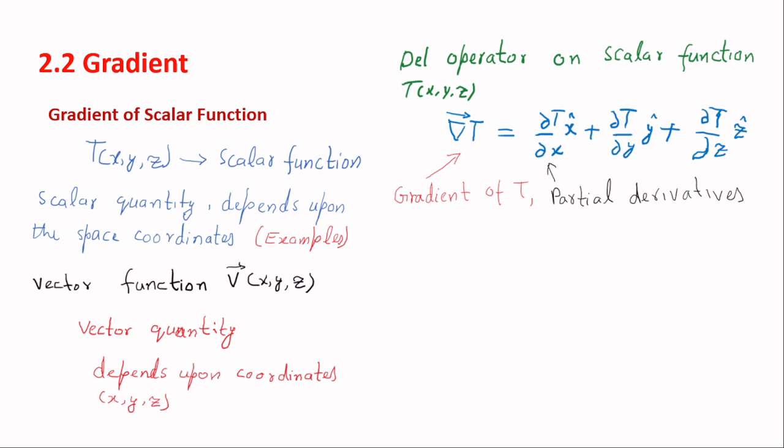In ordinary derivatives, the function depends upon only one coordinate. If a function depends upon more than one coordinate, such as x, y, z, then the derivative with respect to a particular coordinate is called a partial derivative.